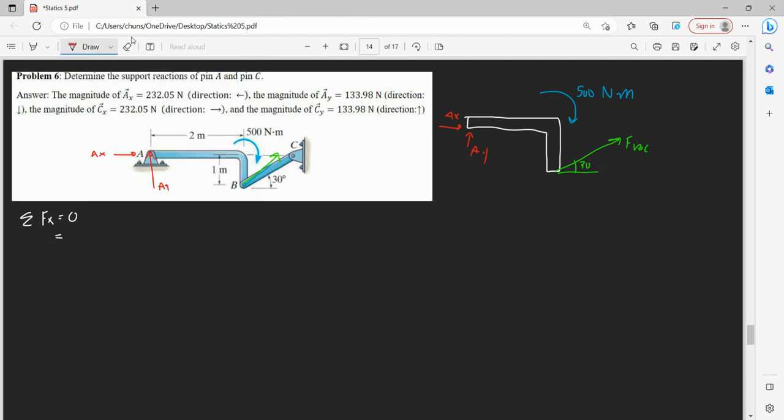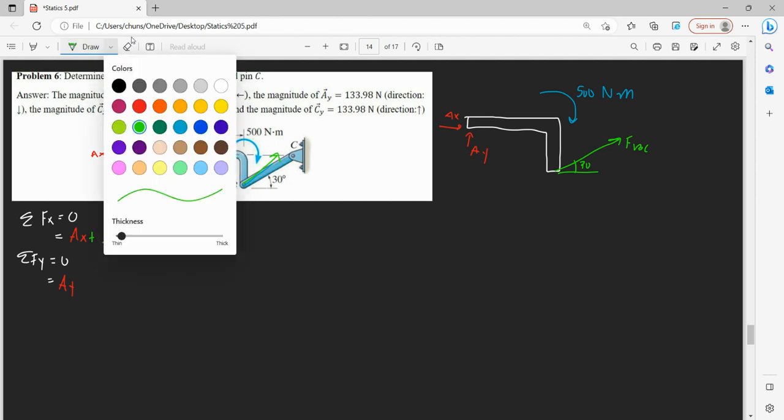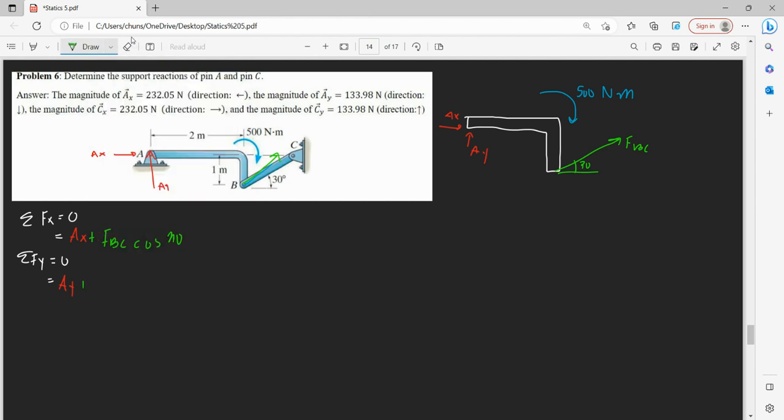Let's do our Fx, Fy, and moment. So Fx has a positive x direction, FBC, of cos 30. For Fy, we've got AY, and our FBC is in a positive y direction, sine 30.